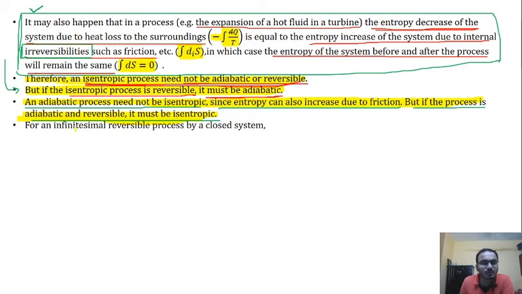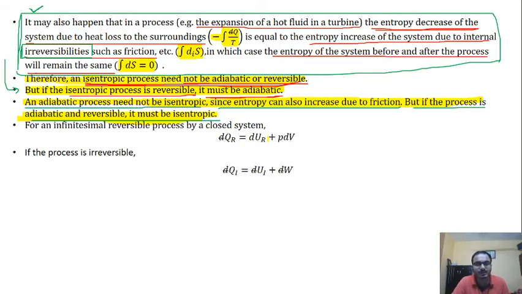Now we will quickly go to the mathematical part of this theory, where for an infinitesimal reversible process by a closed system, we can write our first law of thermodynamics, that is d cut Qr is equal to dU plus P dV, that is directly Q is equal to delta U plus W. Now if the process is irreversible, then we can write this formula, only the subscript changes.